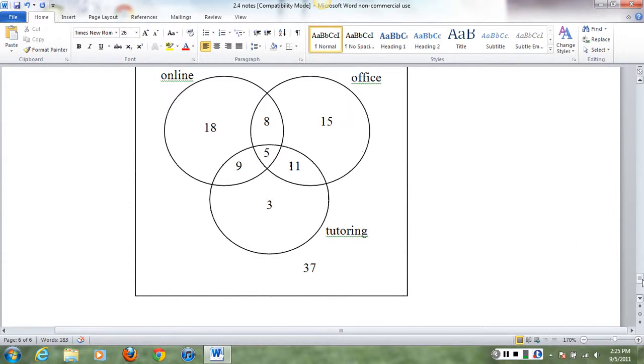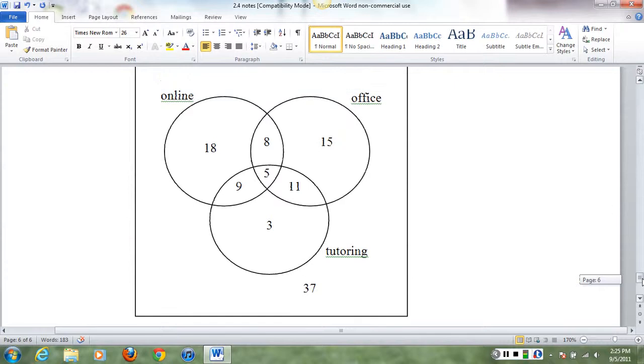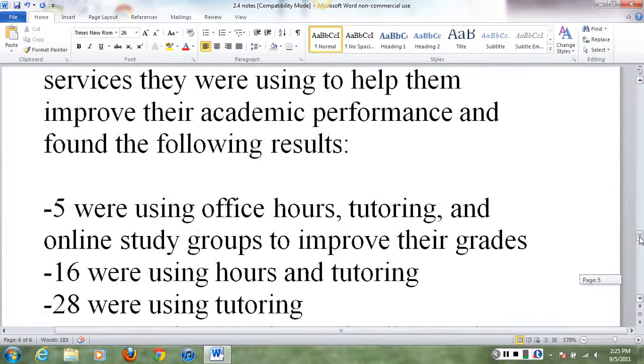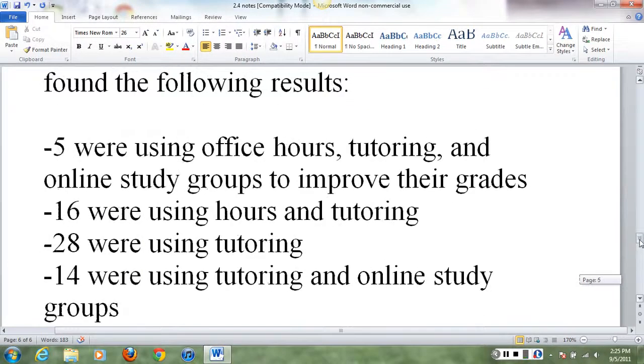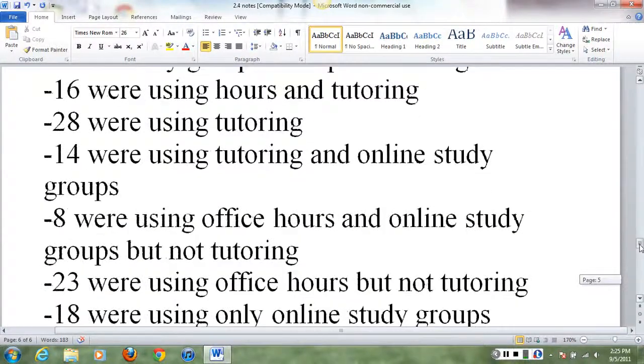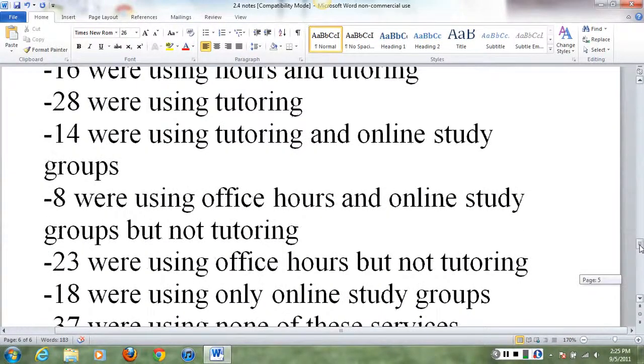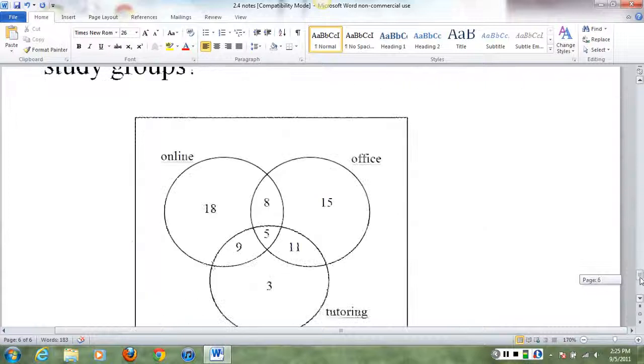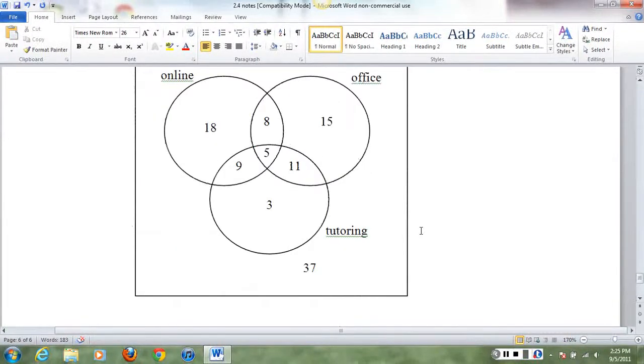Now we'll just keep going on the outside. Let's see if there's anything for online and then just regular tutoring. Was there a stat for online and tutoring? Let's see. Okay, it says 14 were using tutoring and online study groups. So if 14 were using tutoring and online, that's this middle section here. We already had a 5, so if 14 is the total, that means 9 is the difference, which is why we have 9 there.